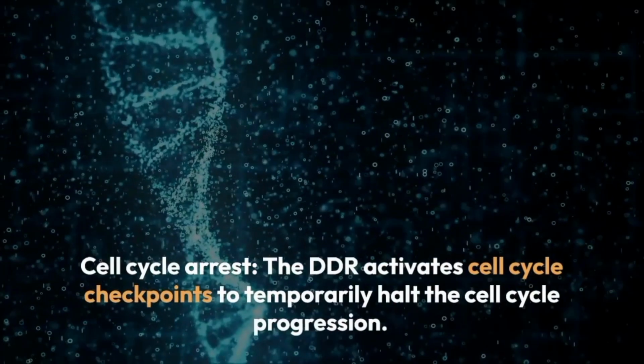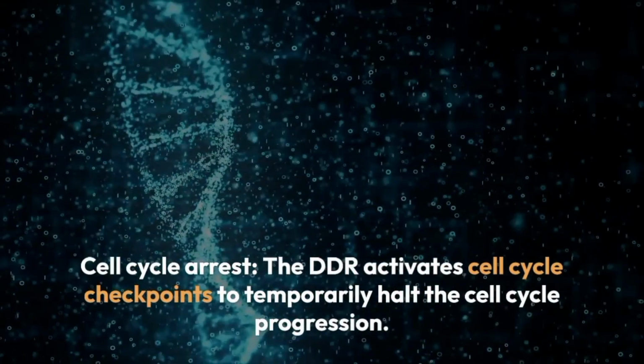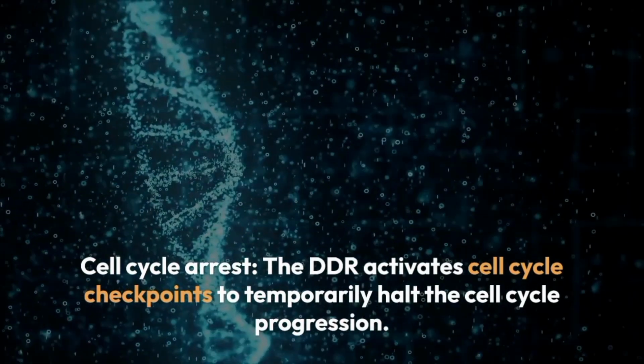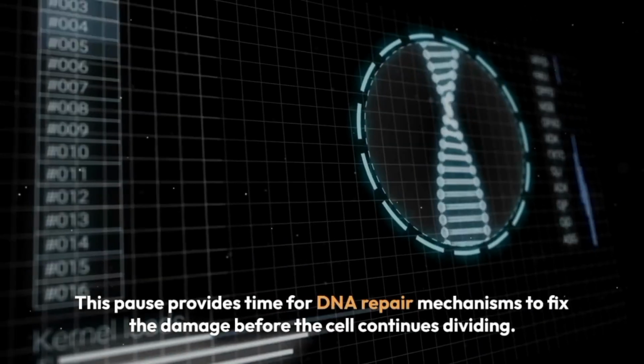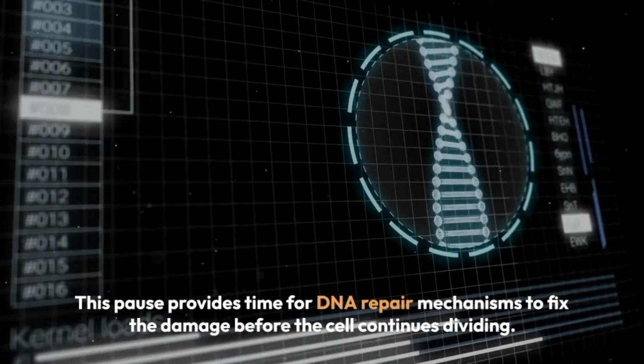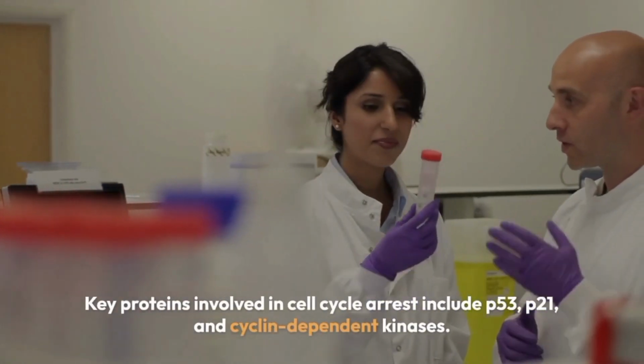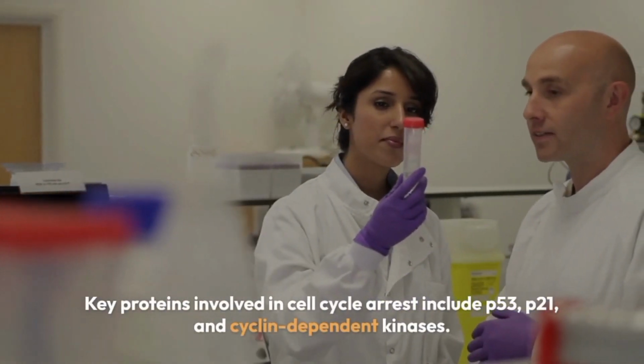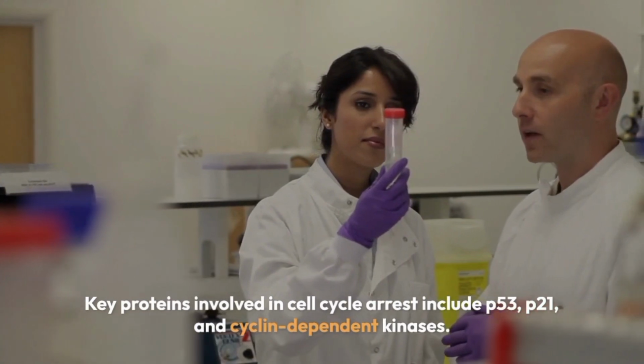Cell cycle arrest. The DDR activates cell cycle checkpoints to temporarily halt the cell cycle progression. This pause provides time for DNA repair mechanisms to fix the damage before the cell continues dividing. Key proteins involved in cell cycle arrest include p53, p21, and cyclin-dependent kinases.